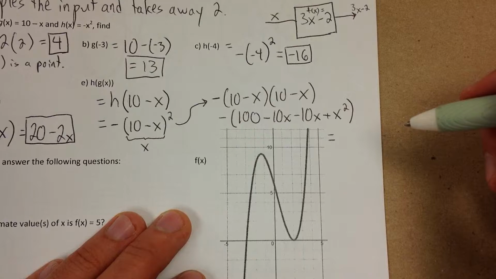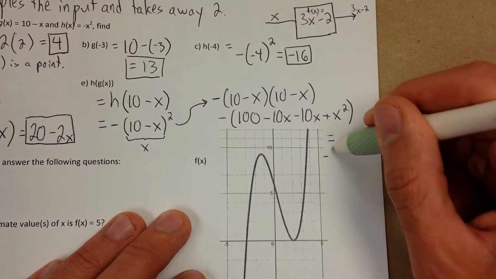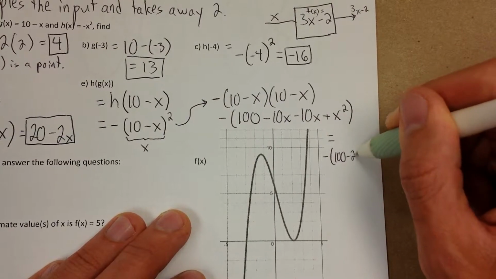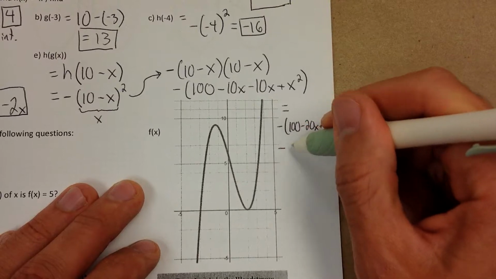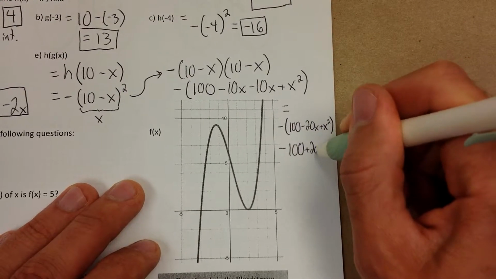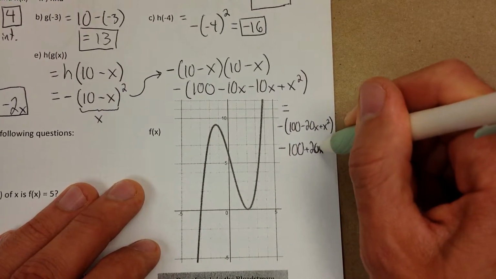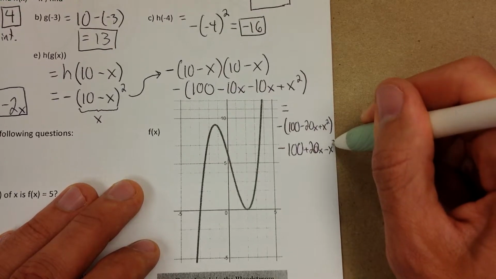you put inside to 100 minus 20x plus x squared. Good. And then distribute the negative. So it's negative 100 plus 20x minus x squared.